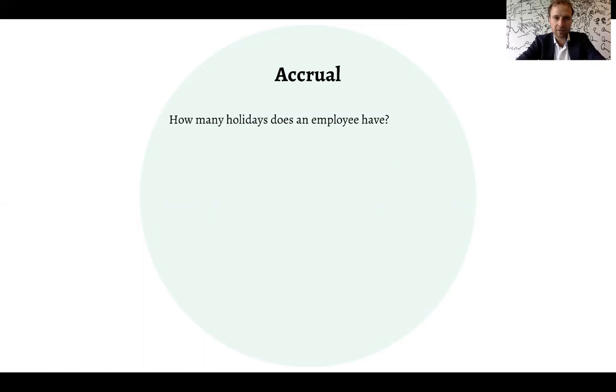Just to start off with an easy one, how many holiday days is an employee entitled to in the Netherlands? In the Netherlands, an employee is entitled to statutory holiday of 4 times the weekly working hours. So with a working week of 40 hours, that's 20 vacation days a year. So a 40-hour working week is a 5-day working week.